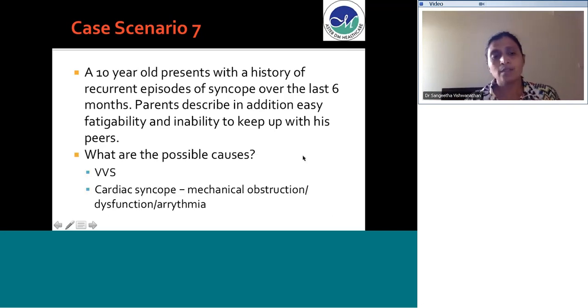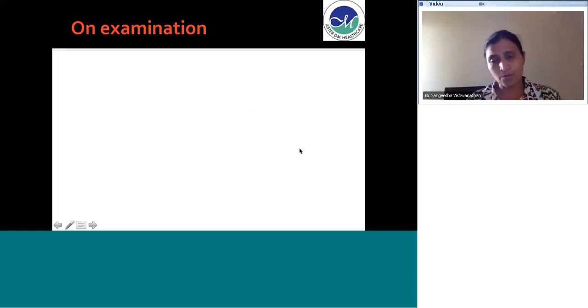Okay, so let's go further. So it could still be vasovagal syncope. It's the most common form of syncope. Okay, so it still could be vasovagal syncope, and then of course could be cardiac syncope, like we discussed, or psychogenic, like you pointed out.